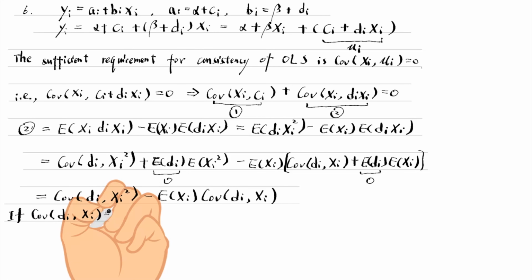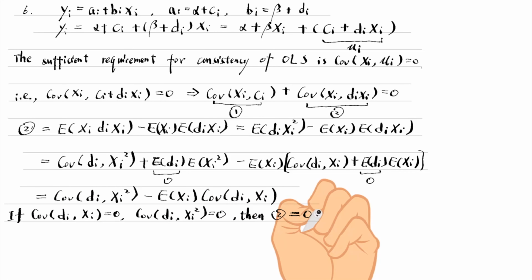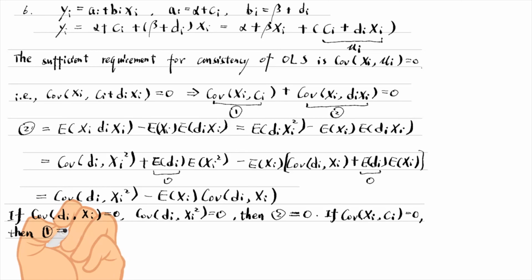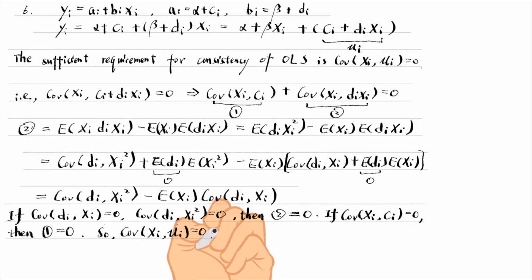If the covariance between d_i and x_i is 0, and the covariance between d_i and x_i squared is 0, the second term is 0. If the covariance between c_i and x_i is 0, the first term is 0. So the consistency requirement is satisfied.